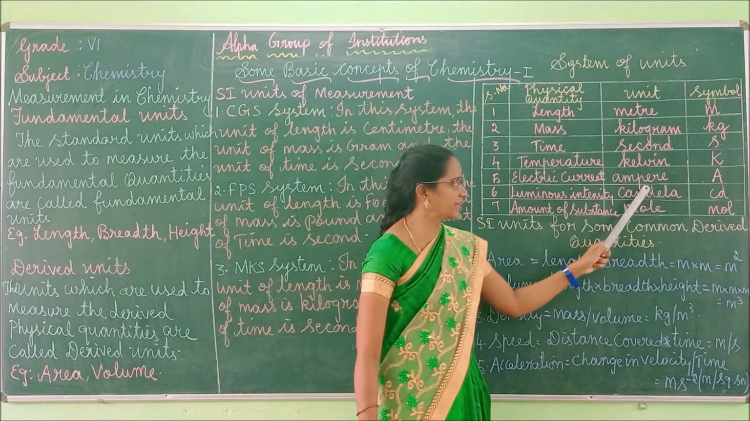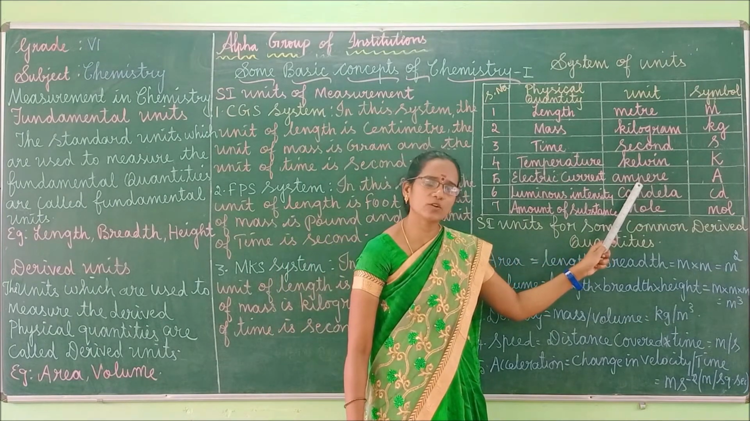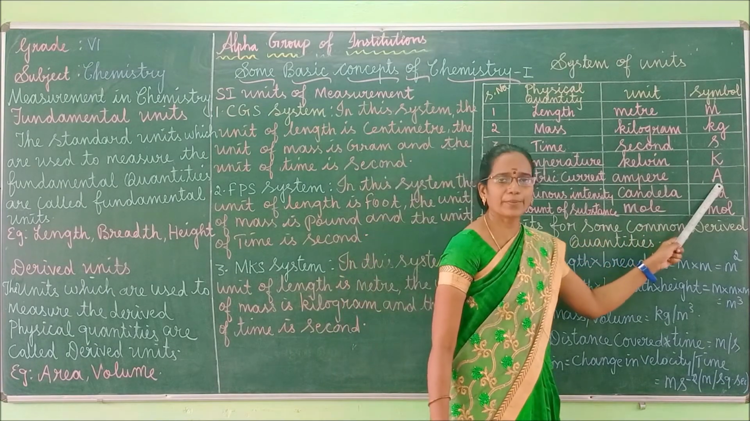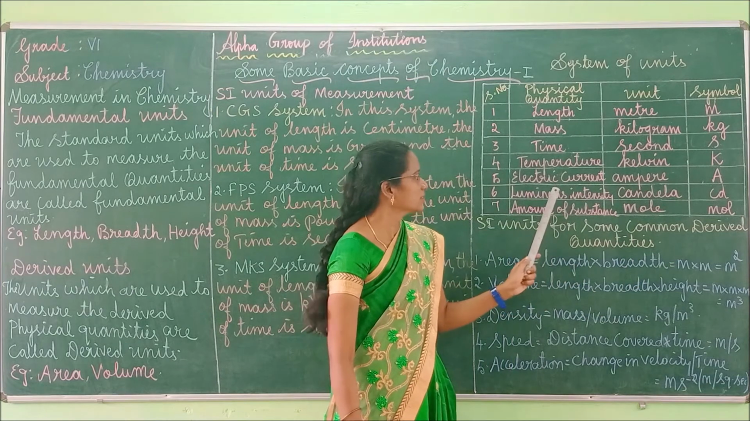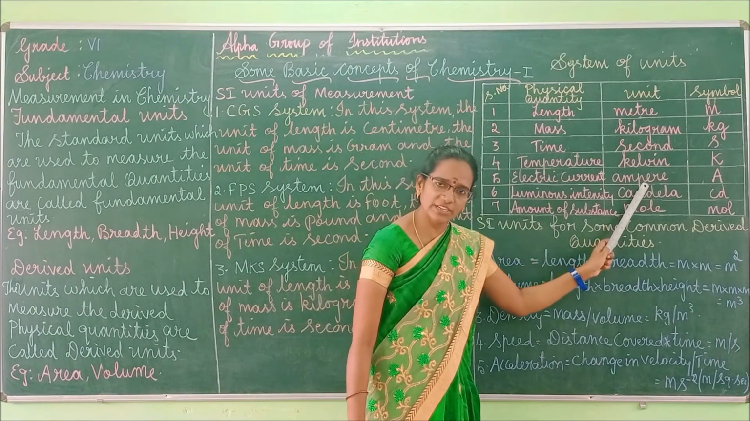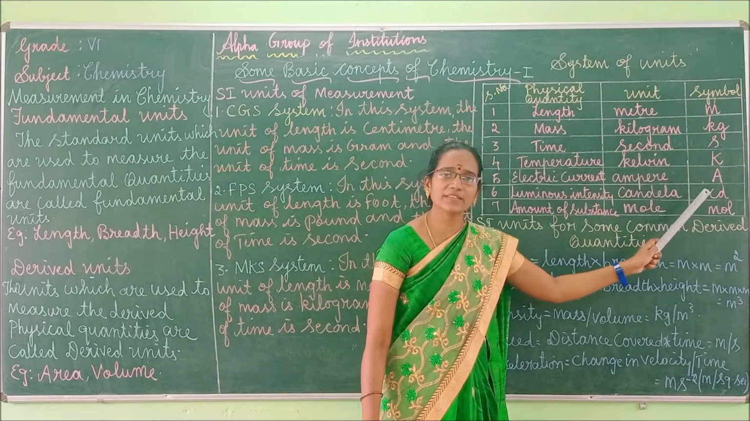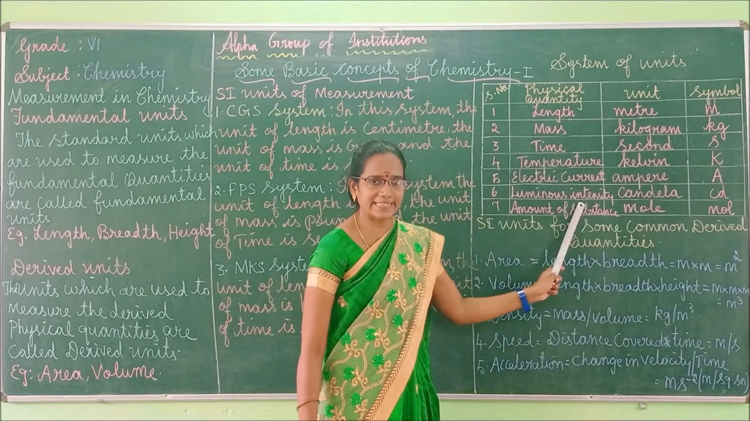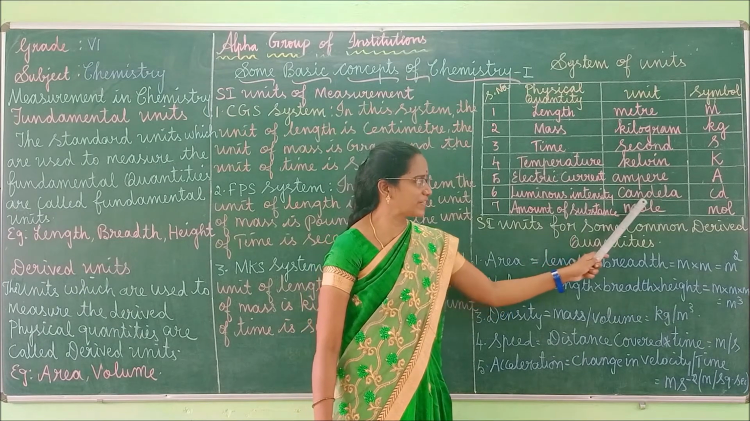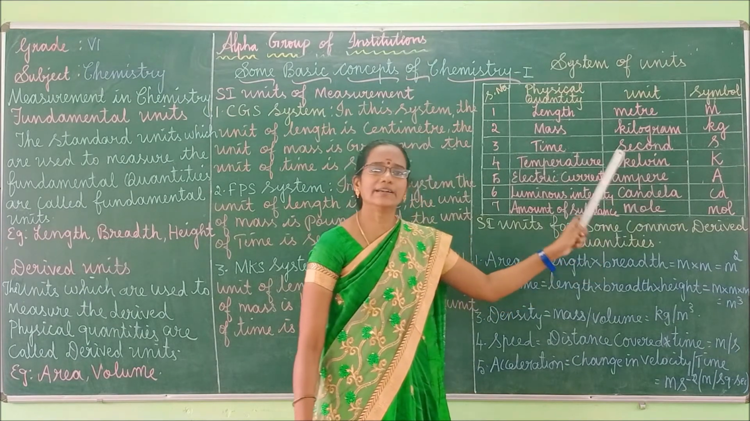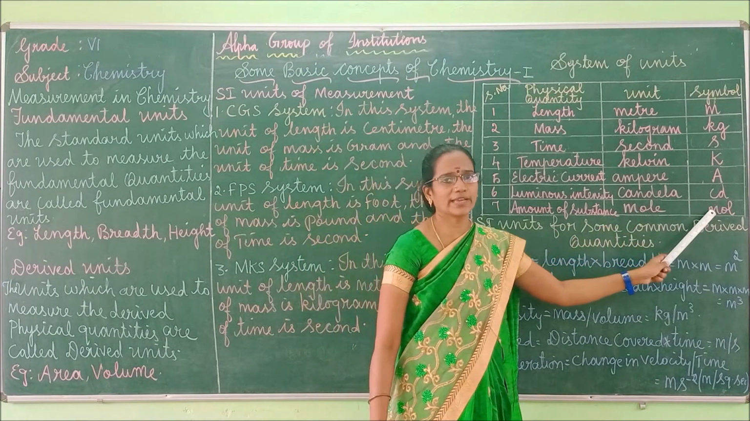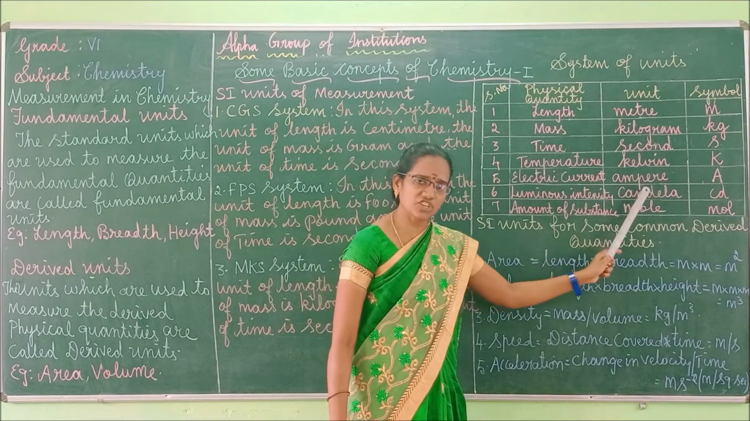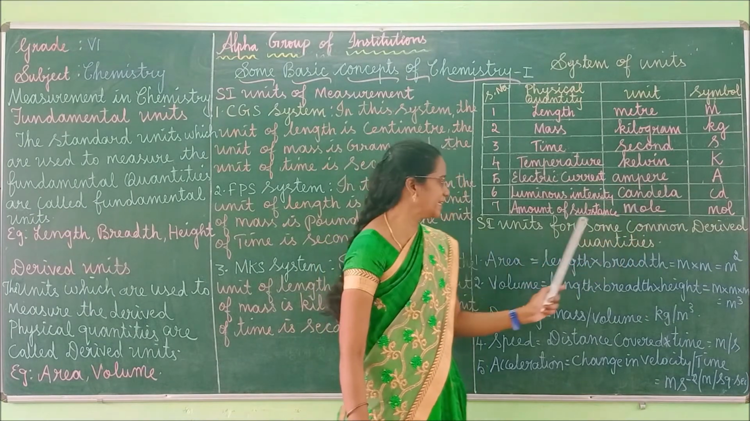Next one is electric current. Electric current is measured in ampere. Ampere is also the name of a scientist, so we have to use the symbol capital A. Got it, children? Next, luminous intensity is measured in candela and its symbol is cd, with small d.